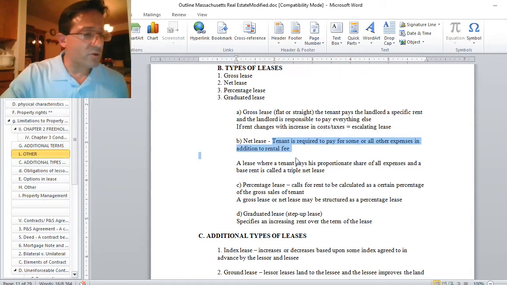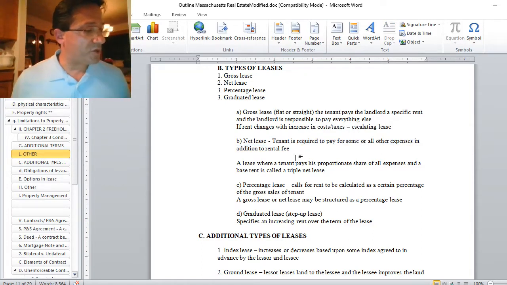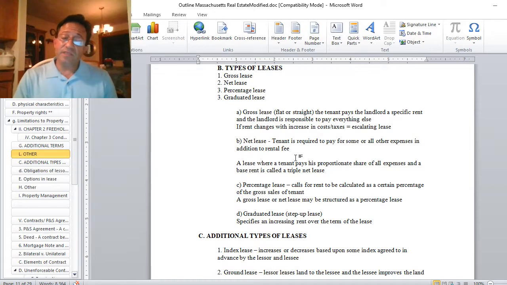And as it says in your book, when you're looking in Chapter 4, a net lease, they say, typically you'll have a net lease in a commercial setting. That means that the tenant pays their flat rent, and then on top of that, they're going to pay their proportionate share for insurance on the common areas of the building, their proportionate share of real estate taxes on the building, and their proportionate share of maintenance on the building.